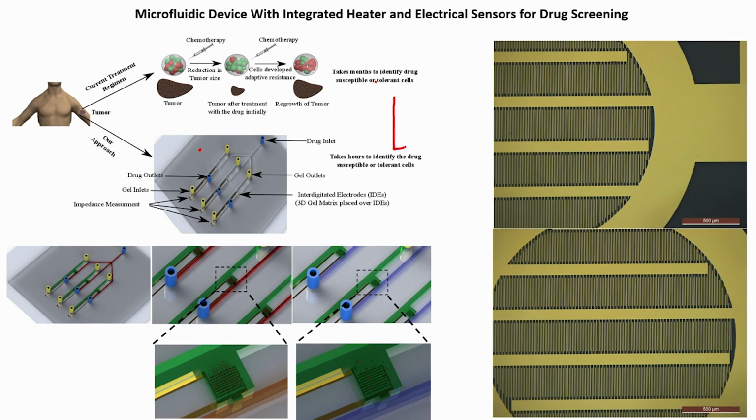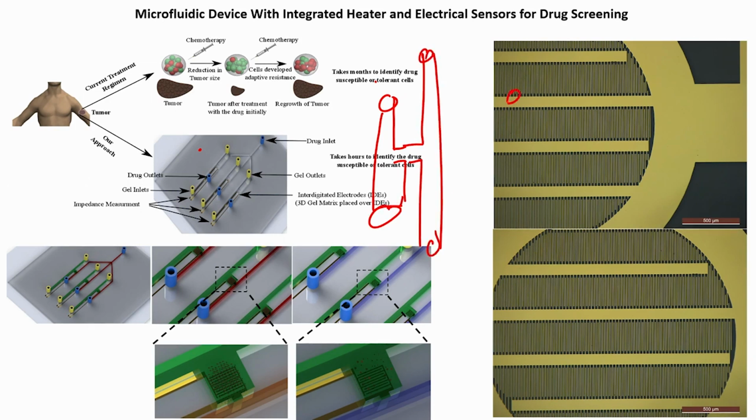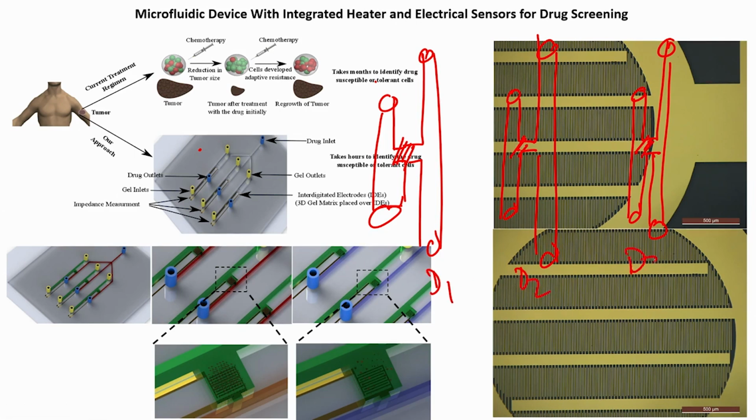That means I have this one, which is my first microfluidic chip, and then another microfluidic chip like this, and then a third one, like I am showing in the figure. If I load cells here, here and here, then I flow drug 1 here, drug 2 here and drug 3 here.